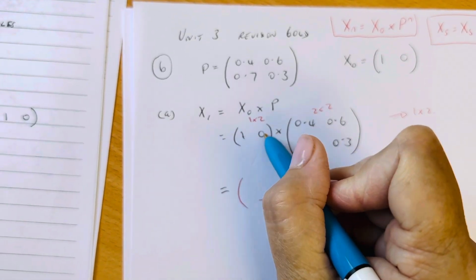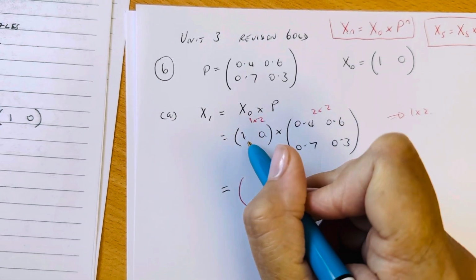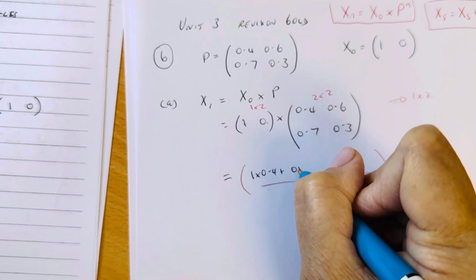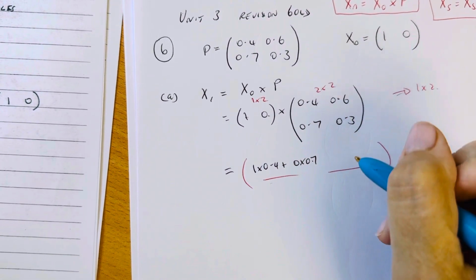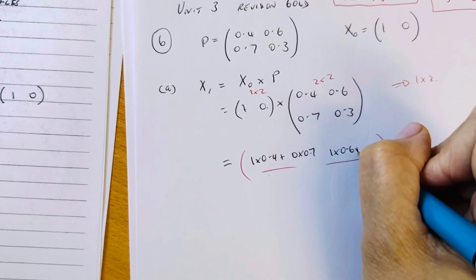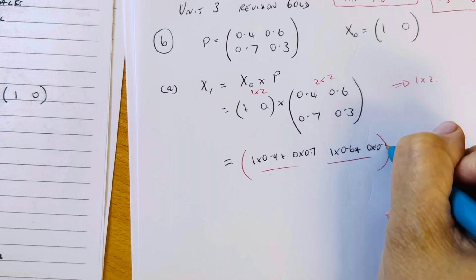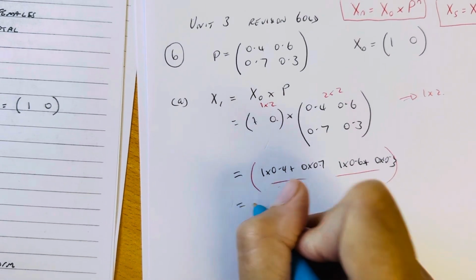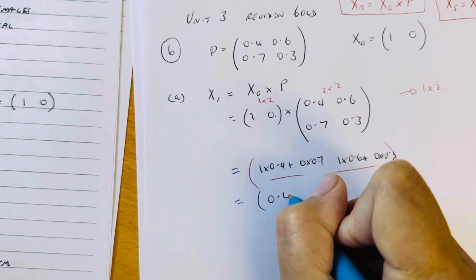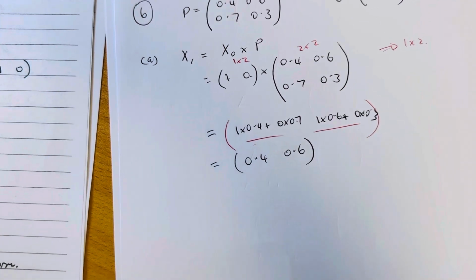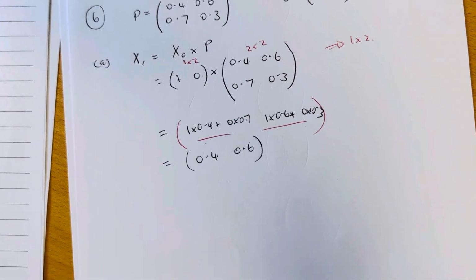So we go across the row and down the column. It's going to be 1 times 0.4 plus 0 times 0.7. Over here, 1 times 0.6 plus 0 times 0.3. So obviously that's going to be 0.4, 0.6, which is what x1 is.